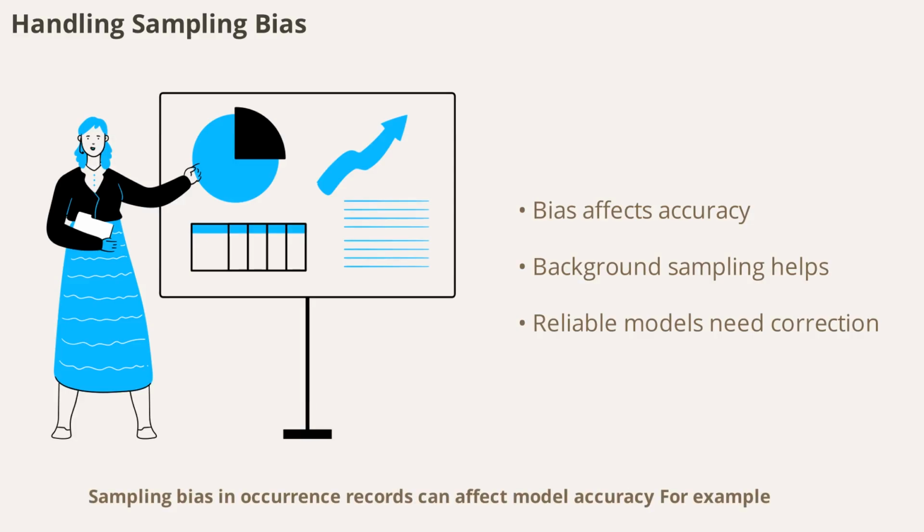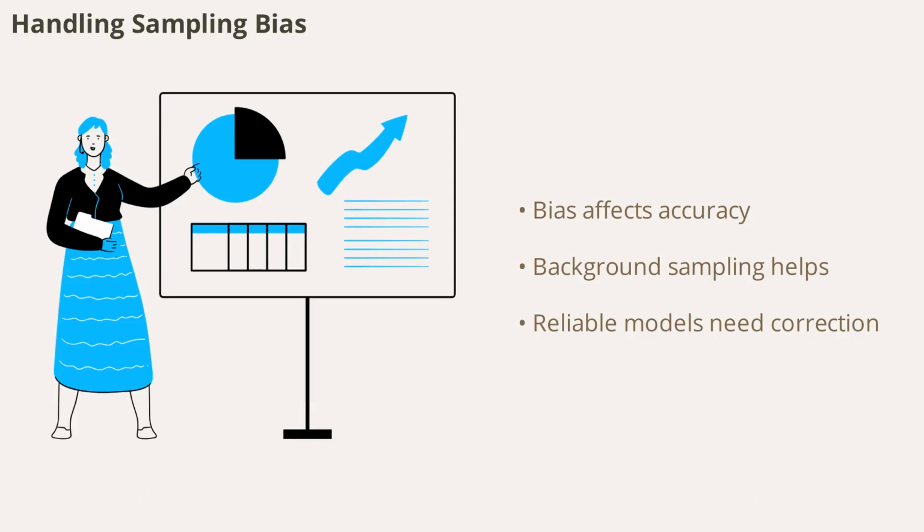Sampling bias in occurrence records can affect model accuracy. For example, records may be clustered near accessible areas, leaving other regions underrepresented. MaxEnt and other methods are being refined to account for such biases, using techniques like background sampling or bias files. Addressing sampling bias is crucial for producing reliable and generalizable models.